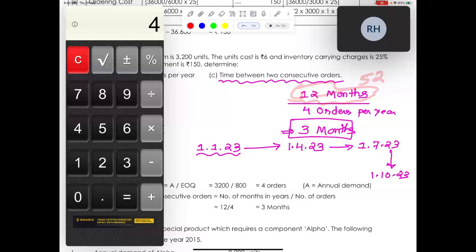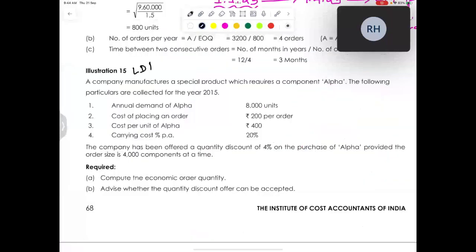Now again, this is a very good question, beta, and I recommend this question to be done in LDR, last day revision. A full question has been given by our institute, in which all the concepts of EOQ and ROQ will be completely covered, in this particular question number 15, available on page number 68. So my student, I am giving you 3 minutes to read this question on your own, and then we will proceed to solve it. Okay.